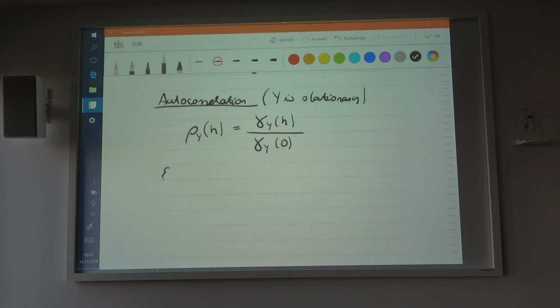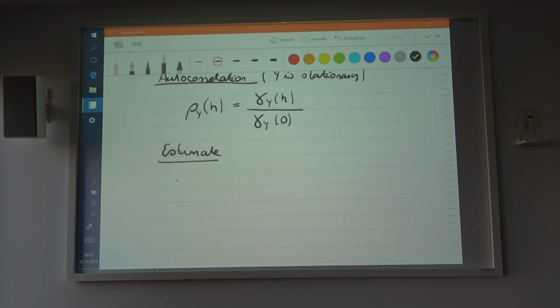Now the estimate is going to be, just replacing the theoretical ones by the sample analogs. So basically the estimator for the autocorrelation is just the estimator of the autocovariance of the process, divided by the estimator of the variance. So that's how you would do that as well.